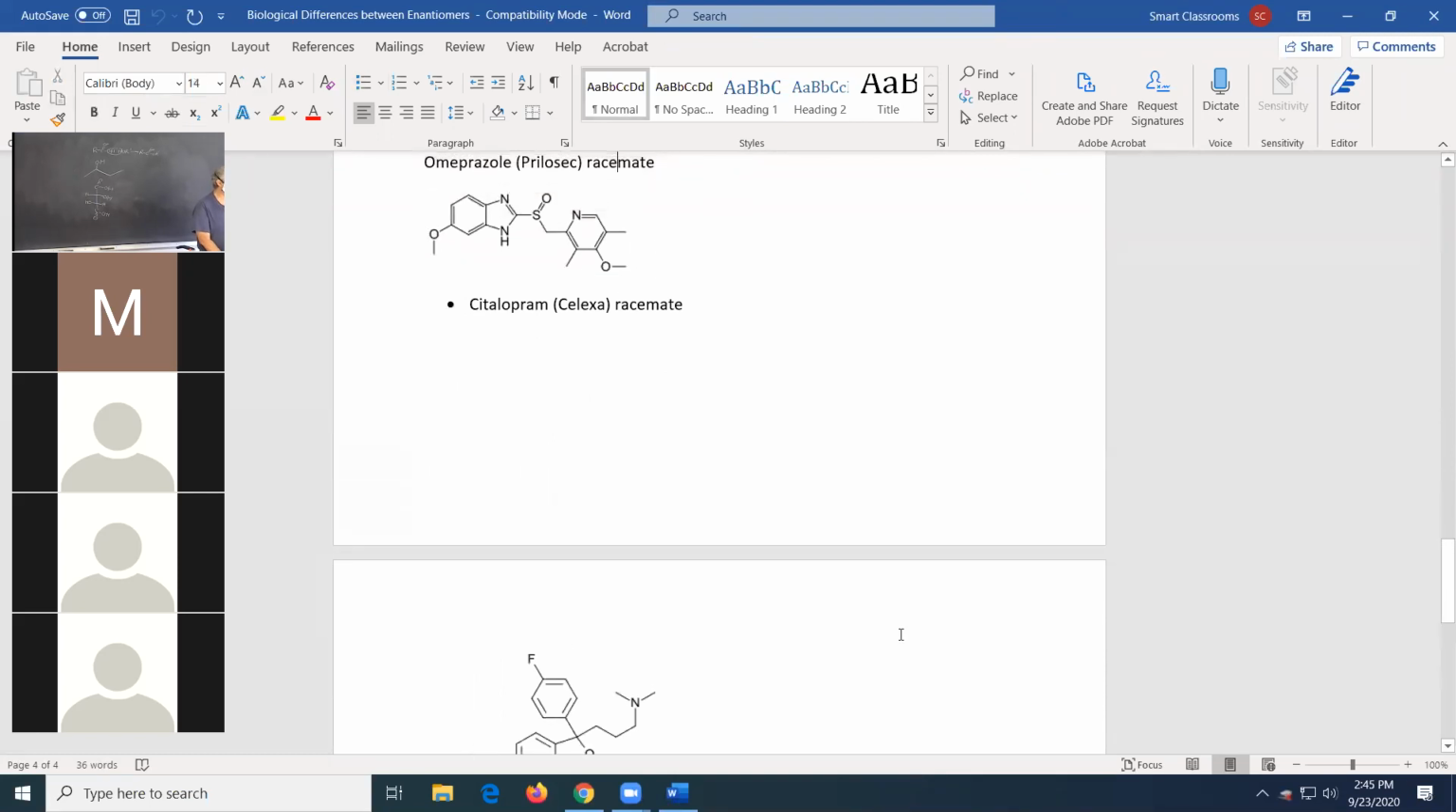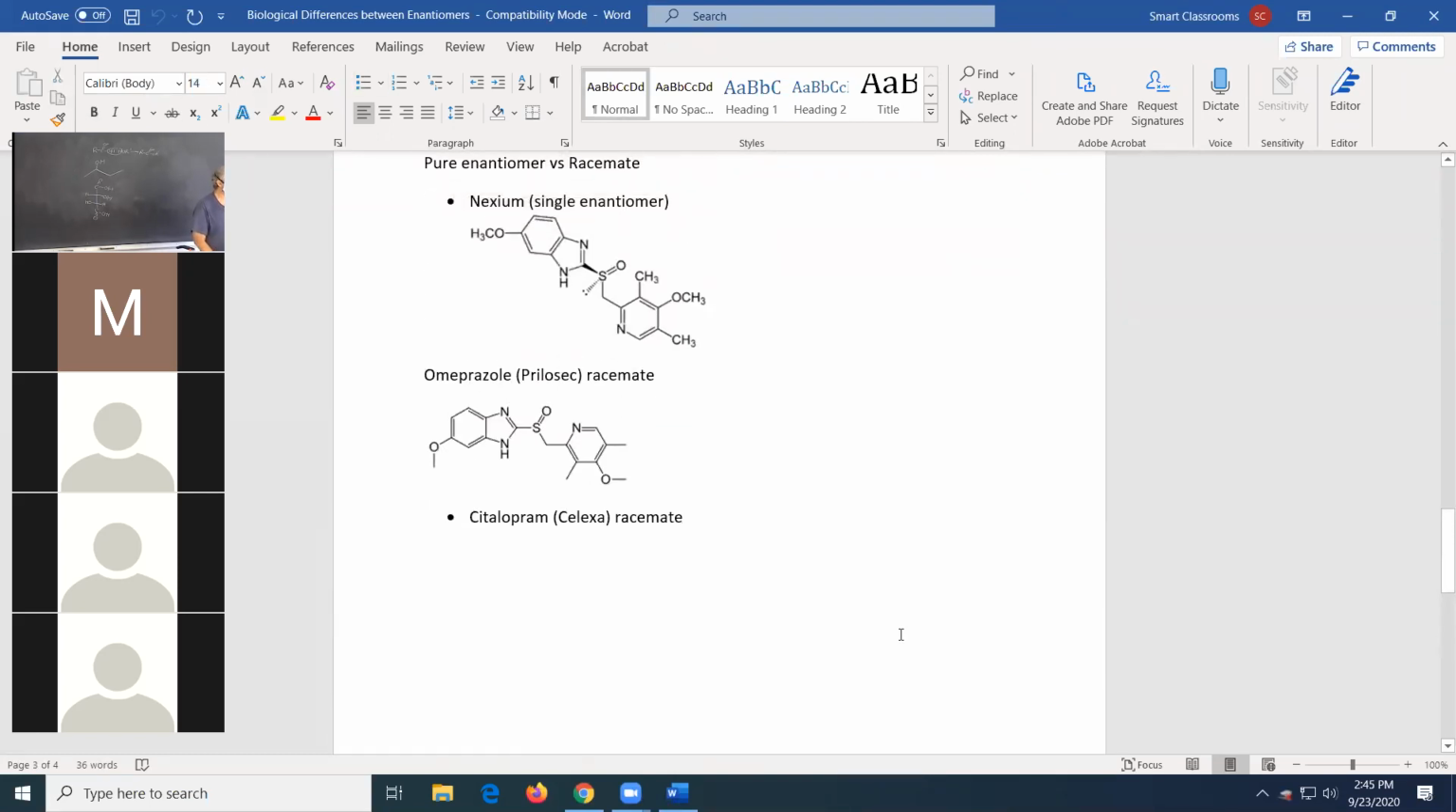Okay, here are a couple of examples of some drugs that are marketed both as the single enantiomer and as the racemic. Some of you might be familiar with Nexium or omeprazole, Prilosec. It's used to treat acid reflux. Nexium is just the single enantiomer, whereas Prilosec is the racemic mixture.